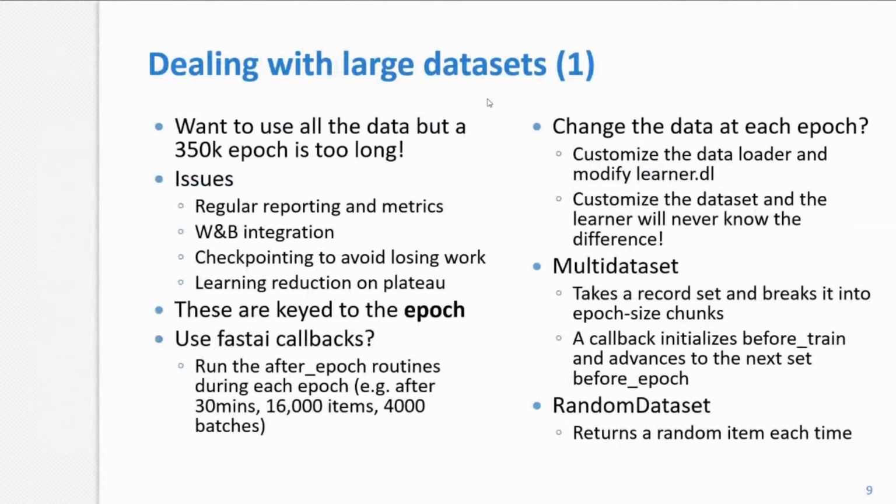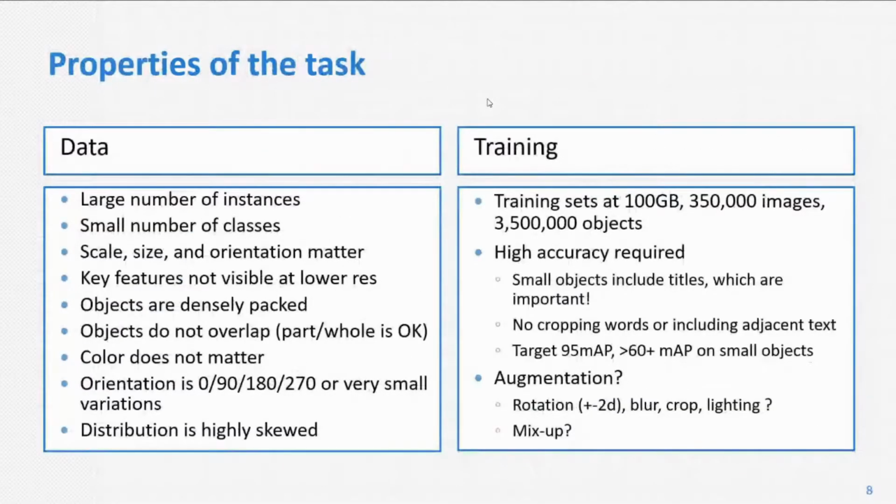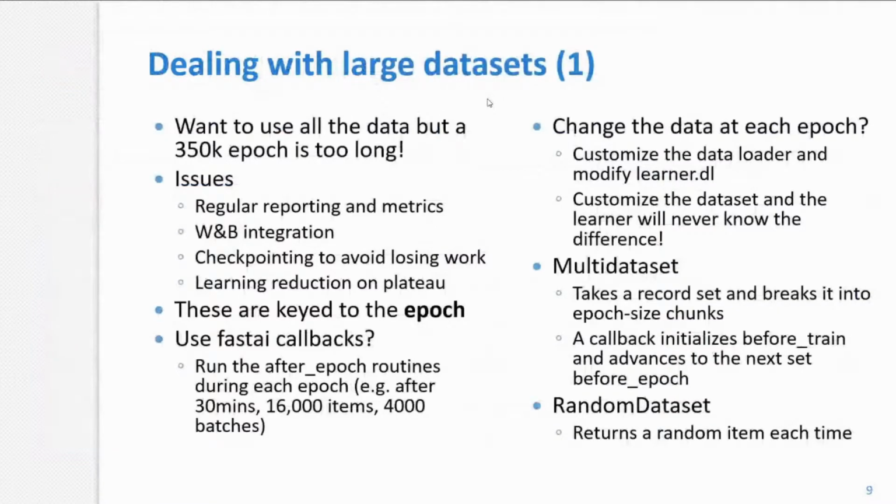So, okay, now I'm going to pause there, switch a little bit, and talk about some of the issues I've had dealing with what I'll call large-ish data sets using IceVision and FastAI. First point is I want to use all the data, but frankly, 350,000 objects in an epoch takes too long.